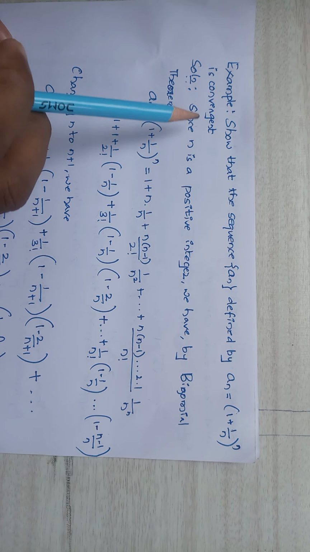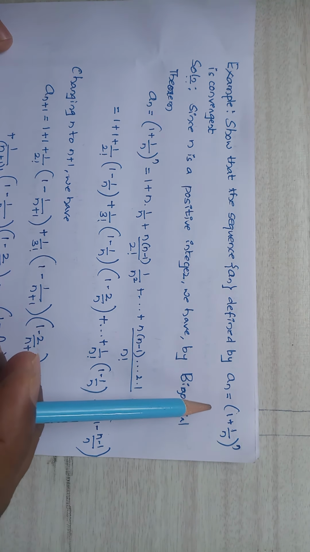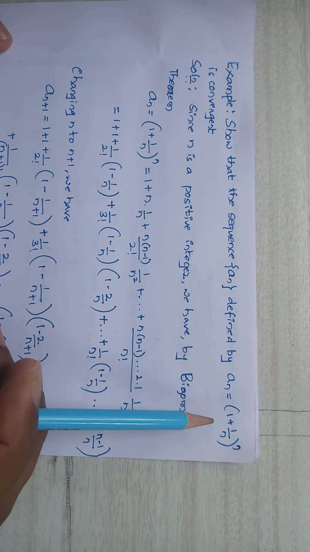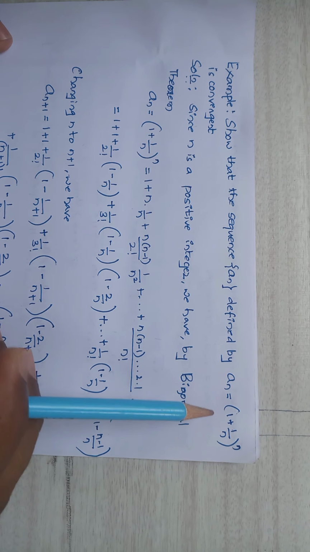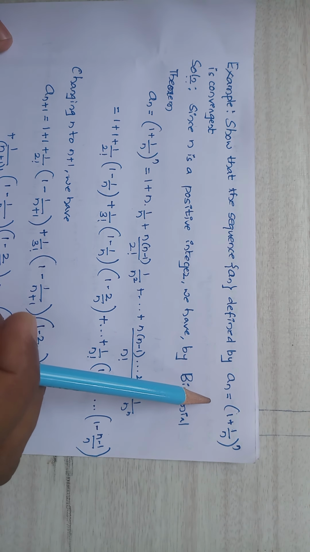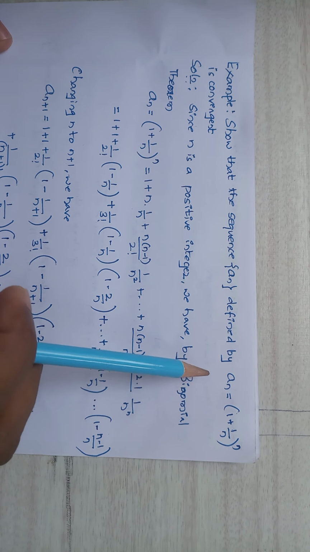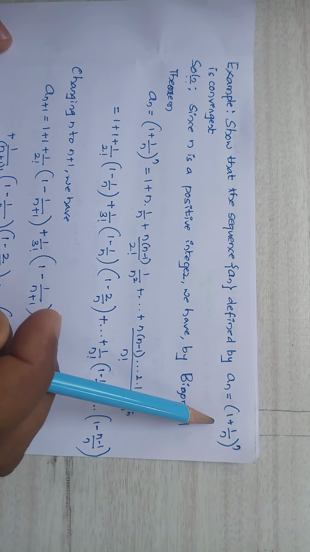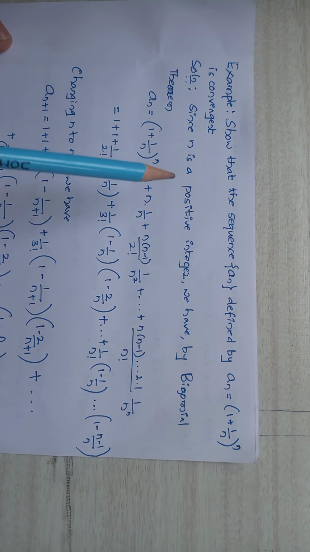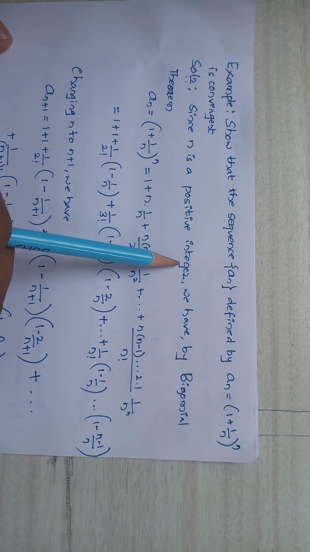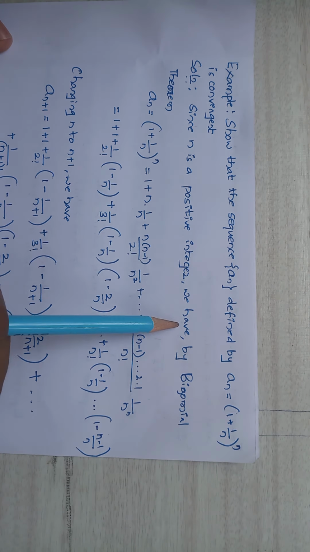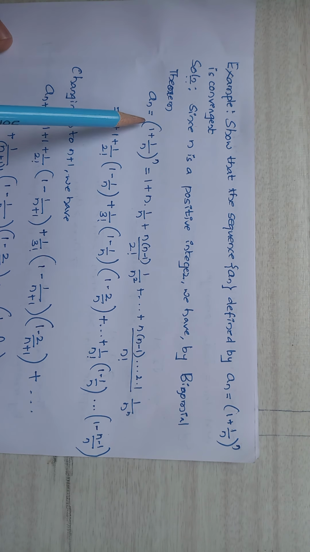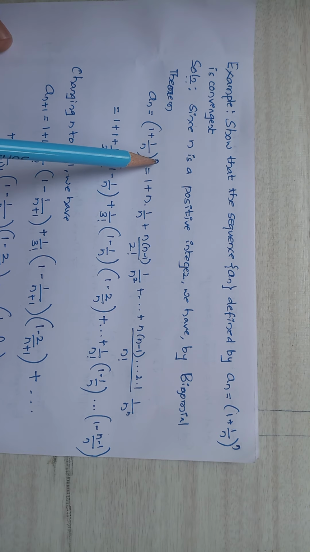So previously we have discussed for this example the bounded above point as well as the bounded below point. In a similar manner, let me discuss whether this sequence is monotonically increasing or decreasing, whether this sequence is bounded or not, and whether this sequence is convergent or not. Let me check that. Since n is a positive integer, we have by binomial theorem an is equal to (1 plus 1 divided by n) to the power n.